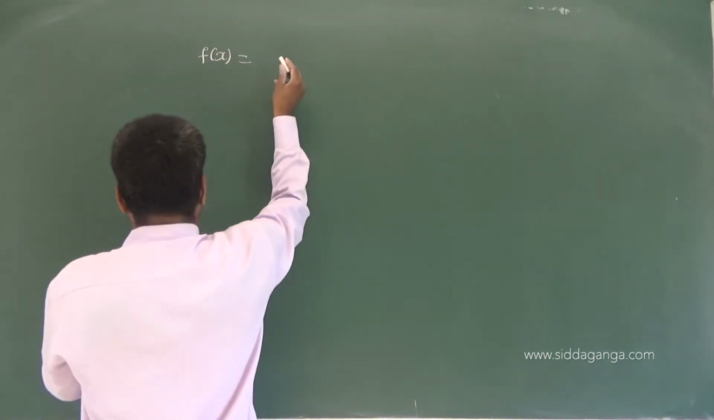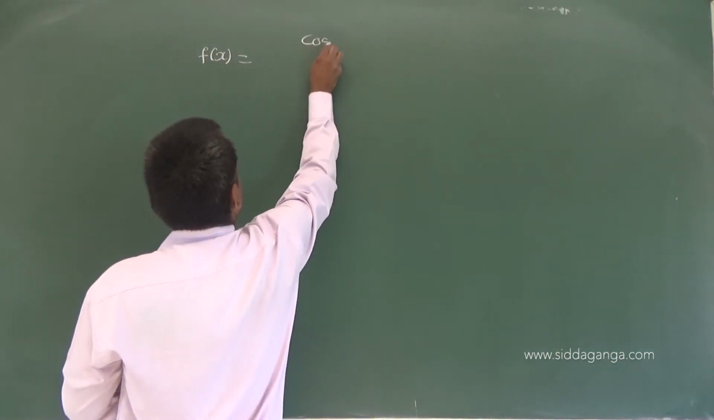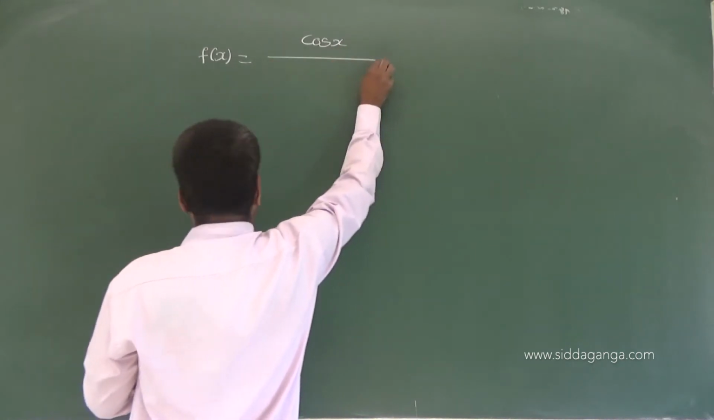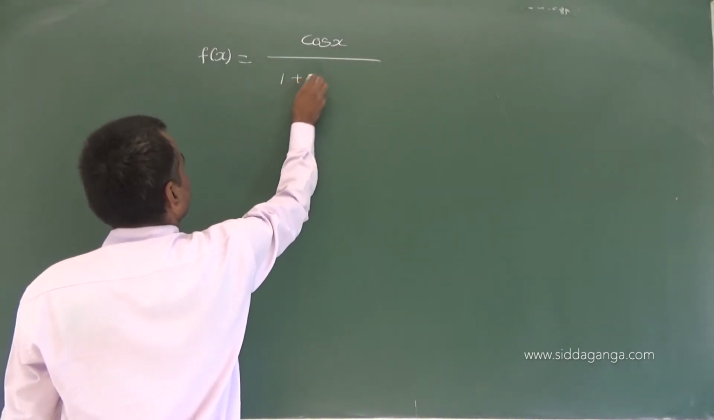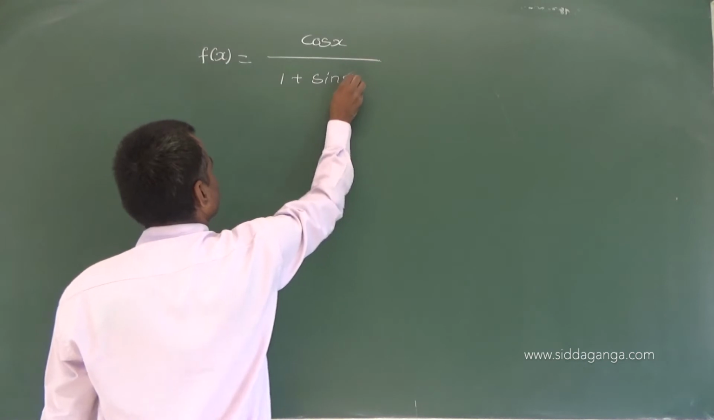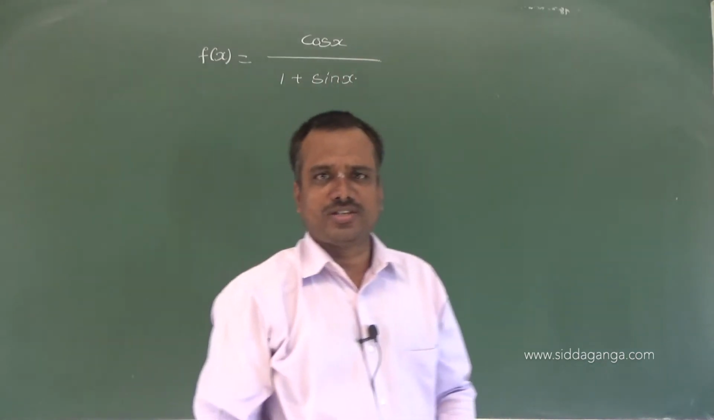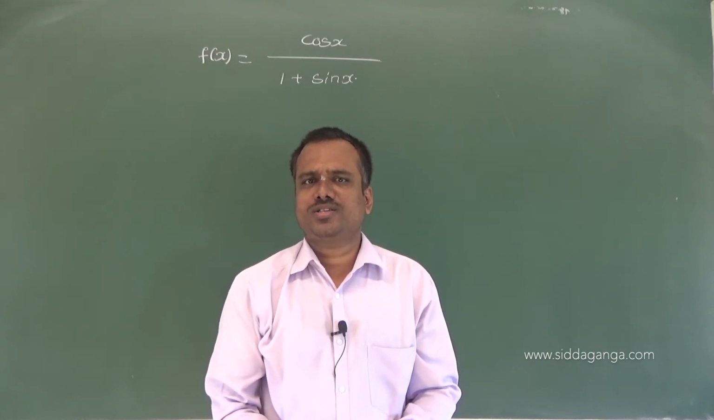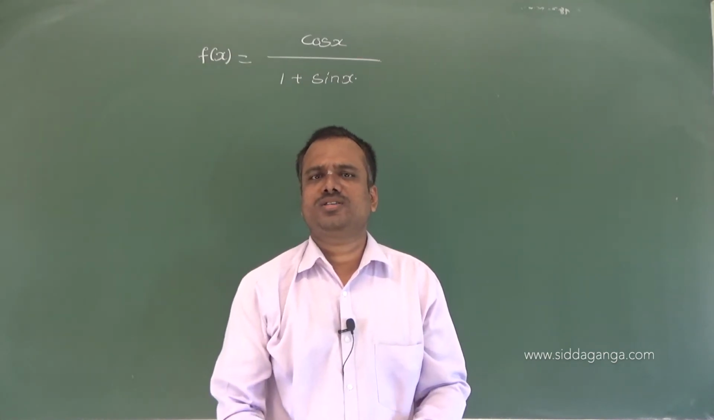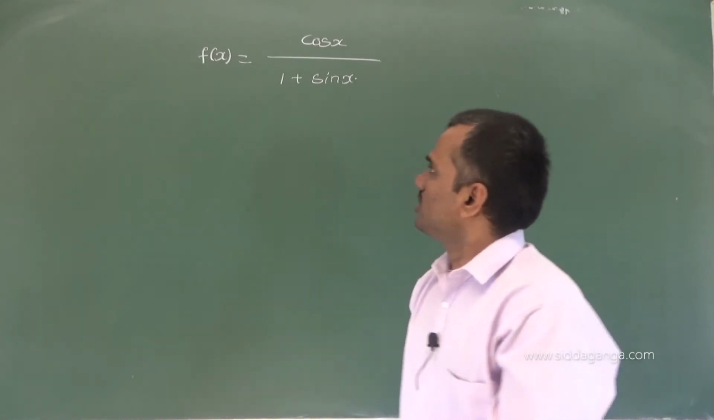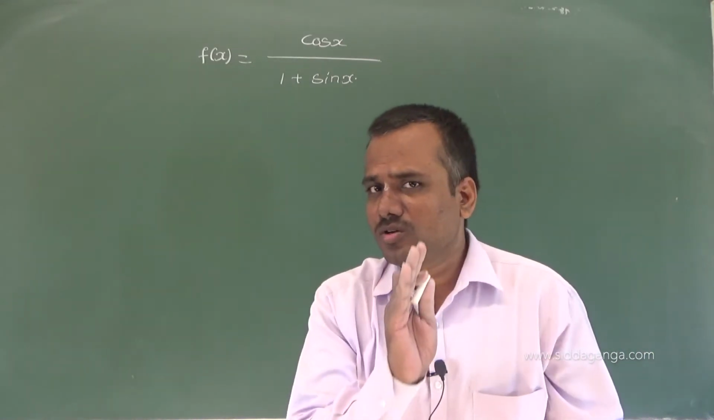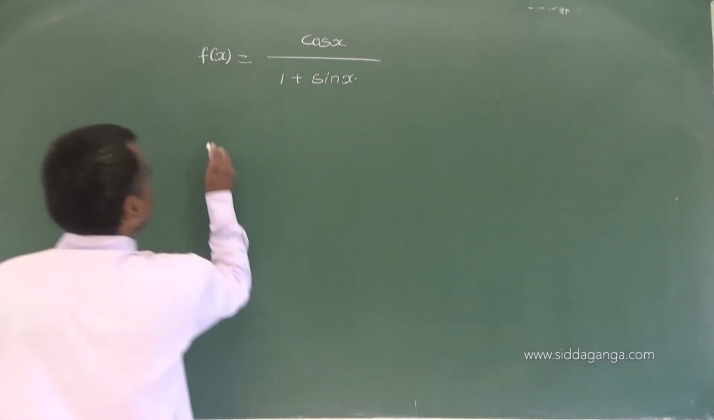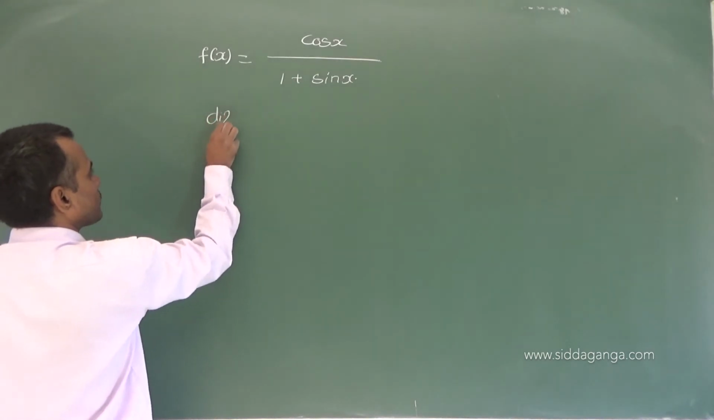f of x is equal to cos x divided by 1 plus sin x. F of x is equal to cos x divided by 1 plus sin x. Which rule we apply here? Quotient rule. Differentiate with respect to x.